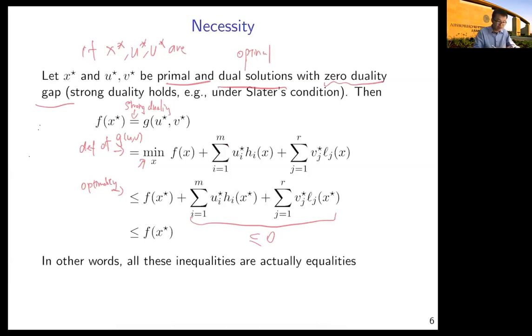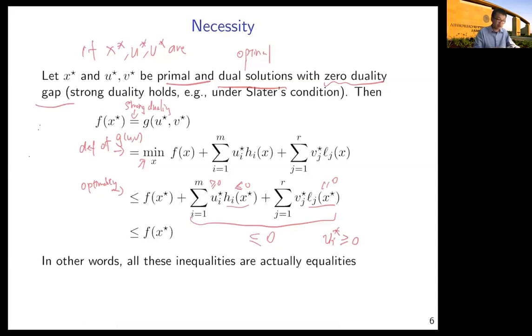Okay, so why is this always smaller than 0? Well, this is by construction, by the feasibility condition that u_i star is always non-negative, and also by the feasibility condition of x star, which says that this is 0 and this is non-negative, and this is non-positive. Therefore, the whole thing is smaller than 0. What this basically says is that everything in this system of inequalities is actually equal.